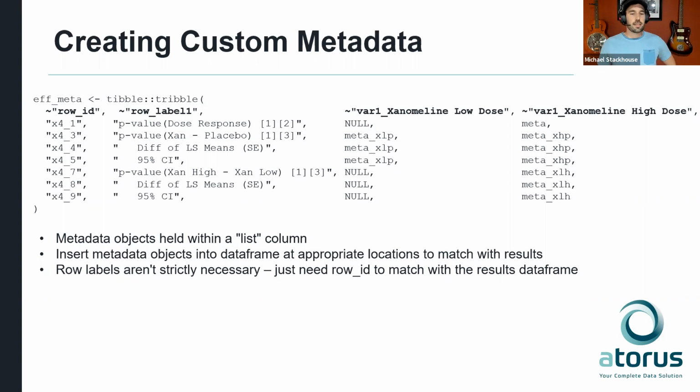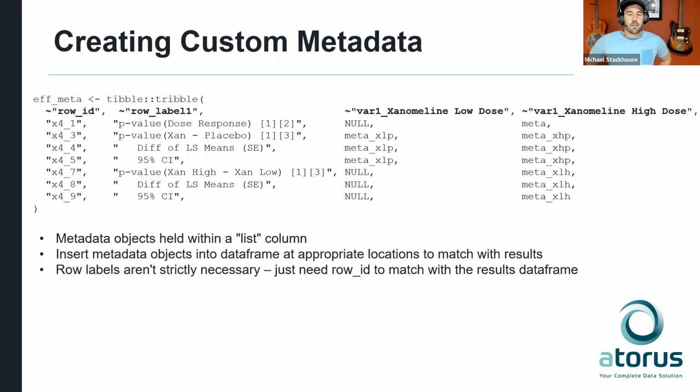So you need to insert the metadata objects into the data frame, adding appropriate locations to match with the results. The idea is that there are always going to be the two keys that you have, the row ID and the column name, and when you select out that cell, that's how you get to the metadata object as necessary. And then lastly, the row labels aren't strictly necessary.